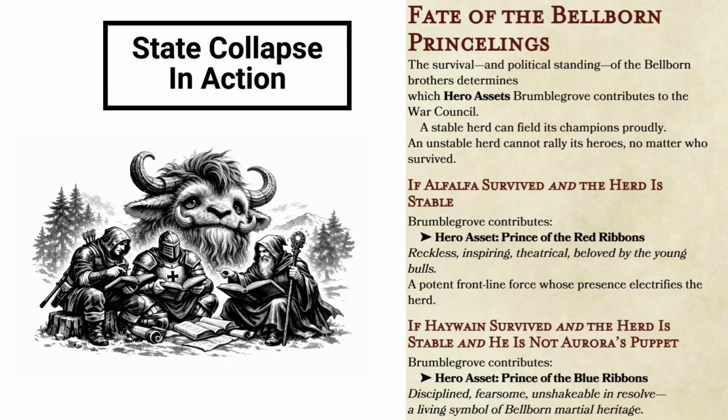Next, the surviving heir flags are evaluated. For each prince, if the prince is alive and the herd is stable, then that prince is available as a contributing asset. If the herd is fractured, surviving heirs do not contribute. Additionally, if Aurora is ruling through Haywain as a puppet, and Haywain is dead, the herd is immediately reclassified as fractured. This is how an earlier pipeline flag, for example, Cloverhide respecting the party, can ripple all the way to the final result without ever becoming a new end-state variable.